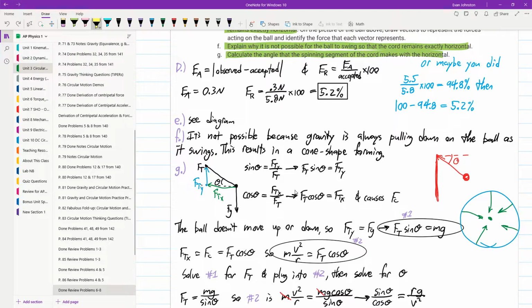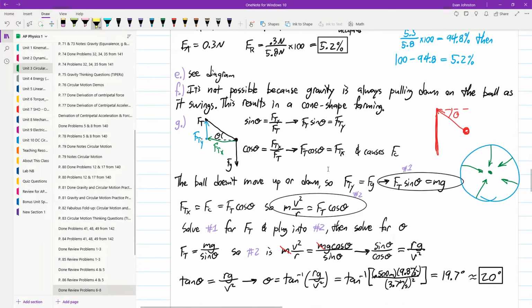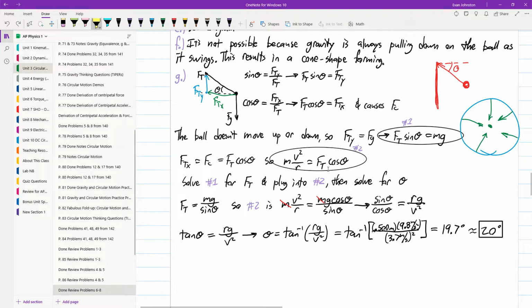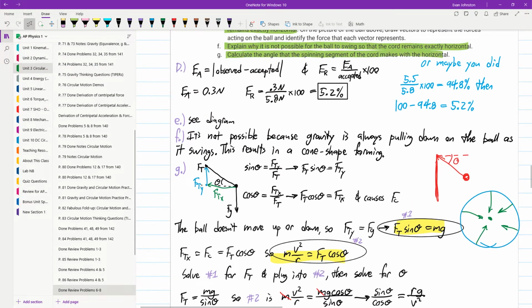Now, when it comes down to it all, why have we done all this? Why have we done all this work? What is this driving towards? Well, we have an equation that relates to sine of the angle. We have an equation that relates to cosine of the angle. The entire part G here is saying, what is that angle?